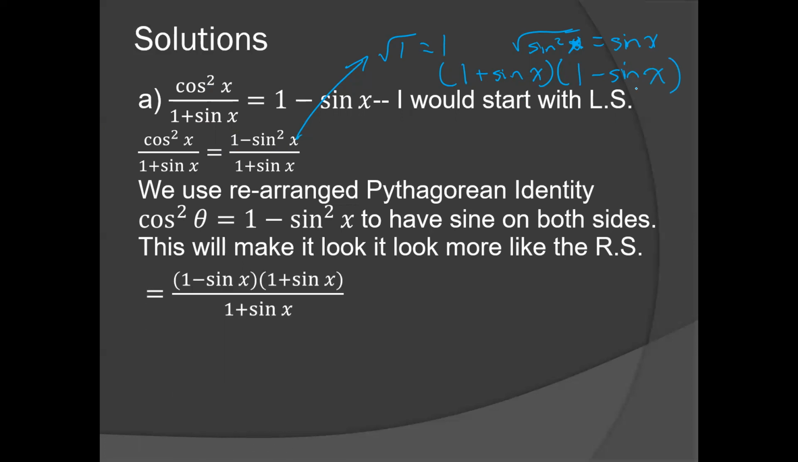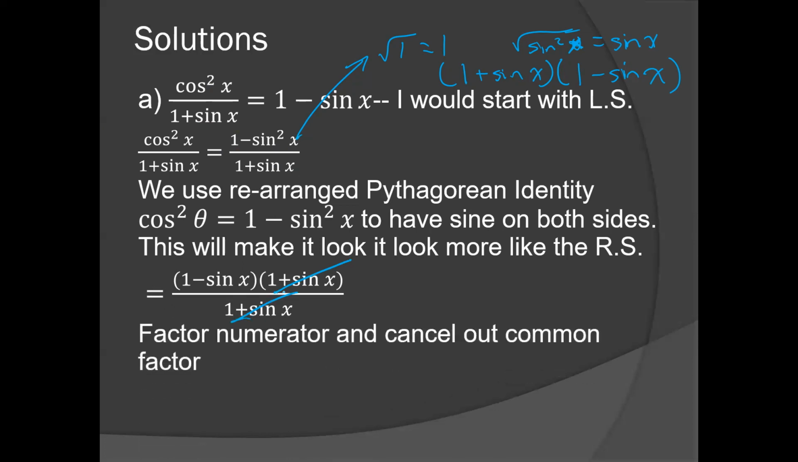And I did this for a reason. I realized that 1 plus sine x, nice about this is that I can actually factor this out like that, right? So this makes it a little bit easier for us to simplify this expression. So we factor out the numerator and denominator, and then we cancel out our common factor.